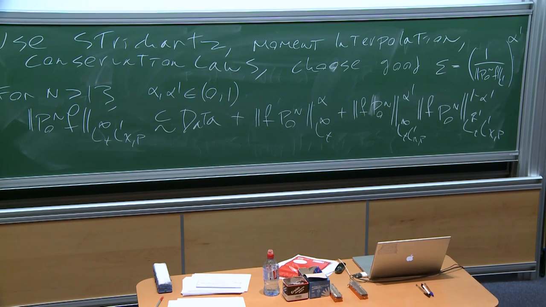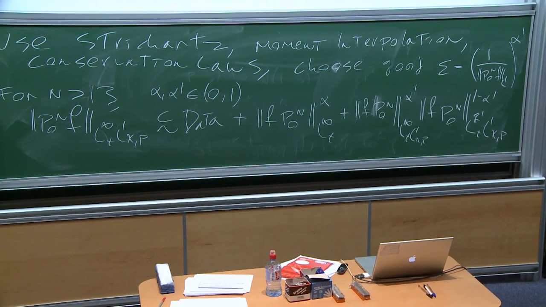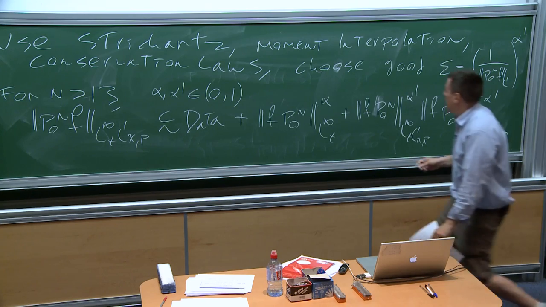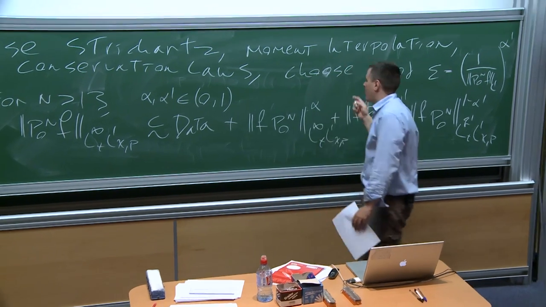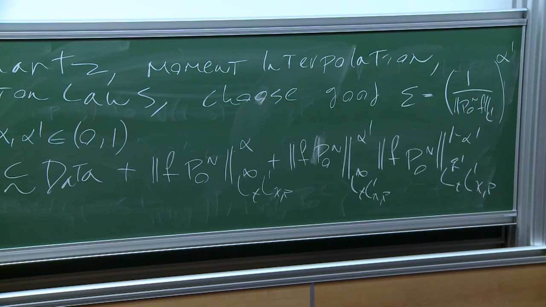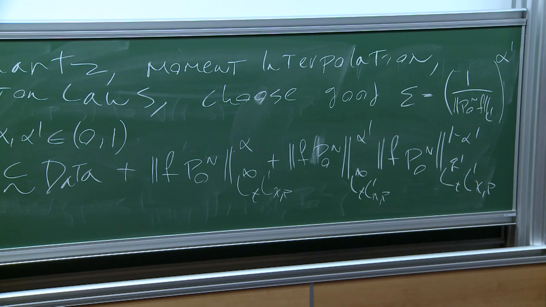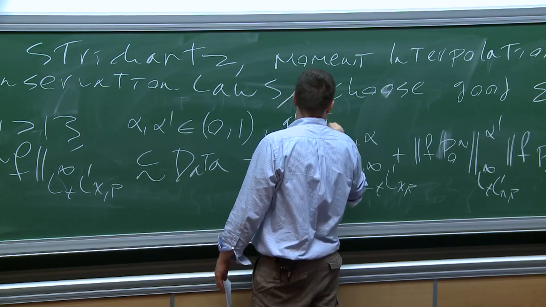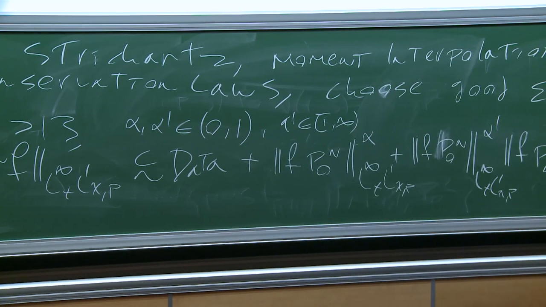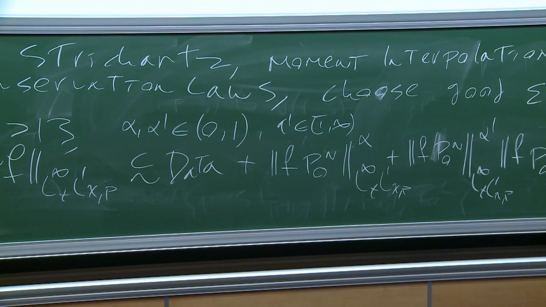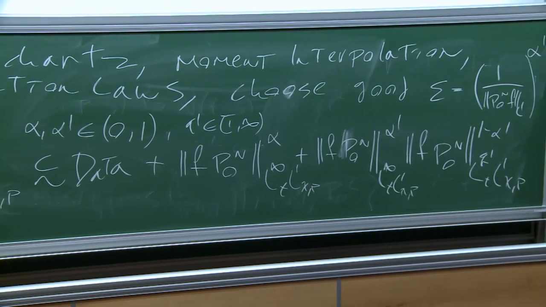So the nth norm of F in L infinity by the moment bounds, when you do all this stuff to the right-hand side K term, you get that it's bounded by data times F P0 to the n, L infinity L1 to the power alpha times F P0 to the n, L infinity T L1x to the power alpha prime, and F P0 n L Q prime L1 x to the power P. So here Q prime is in 1 infinity, and it's strictly less than infinity, and that's important. So what we want to do is prove that F is bounded, prove that the high moment of F is bounded.